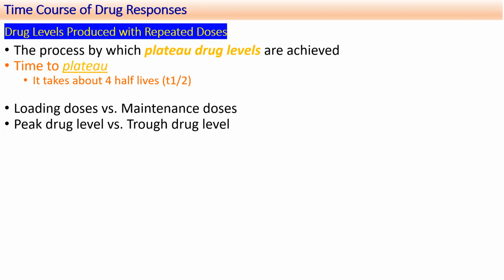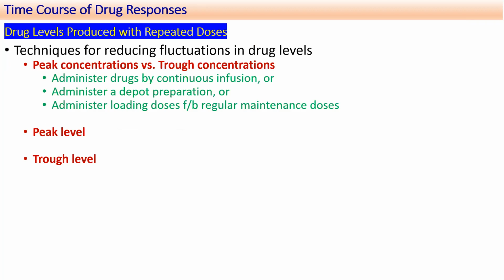That's why sometimes we have to give a loading dose, a large dose at the beginning so you can reach the plateau faster. Loading doses are important for drugs with a prolonged half-life, and when it is critical to raise the drug plasma level quickly. For example, when you give antibiotics for a severe infection, sometimes I will give large doses at the beginning. That's a loading dose.